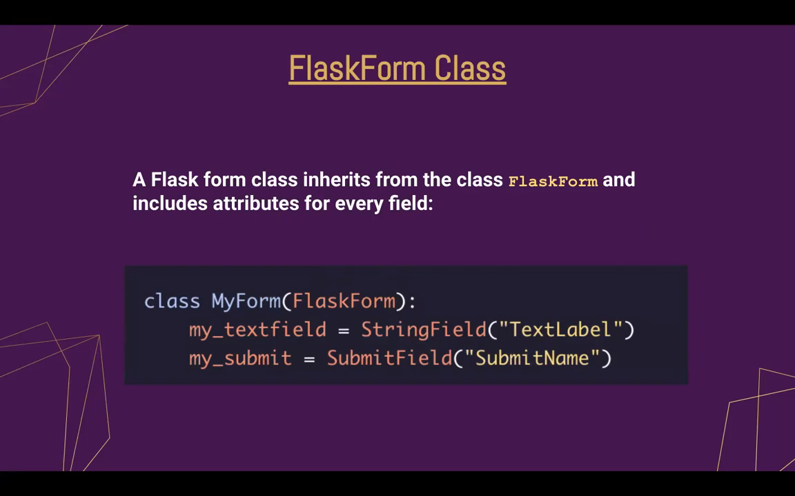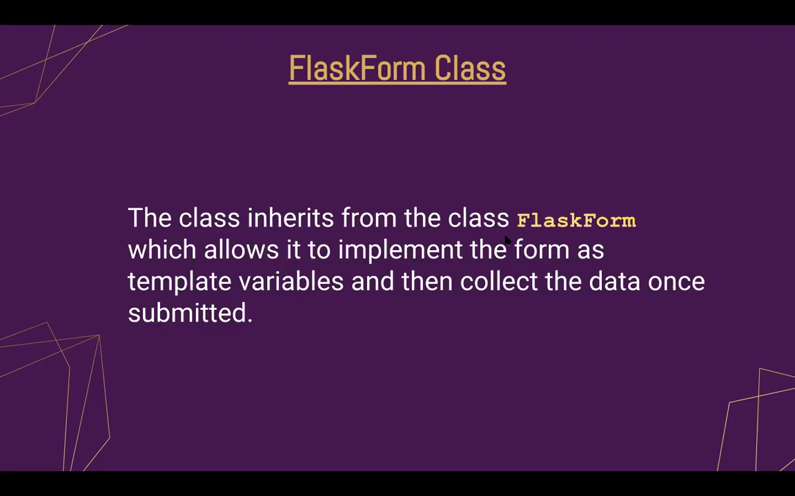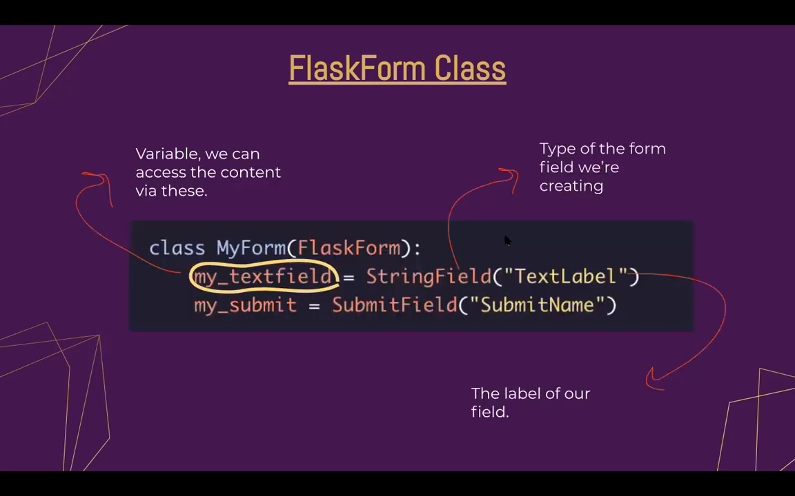For example, in here, I created a variable called myTextField. And this is going to be a string field or text field. And this is the label for it, and a submit button. So submit field and submit name. This is the label. In case you forget, you can always go back to this to see, okay, so this is the variable. The variable is where the magic happens. If I want to actually showcase it in the front end, I have to use the variable. And this is the type of field that we were creating, and this is the label.